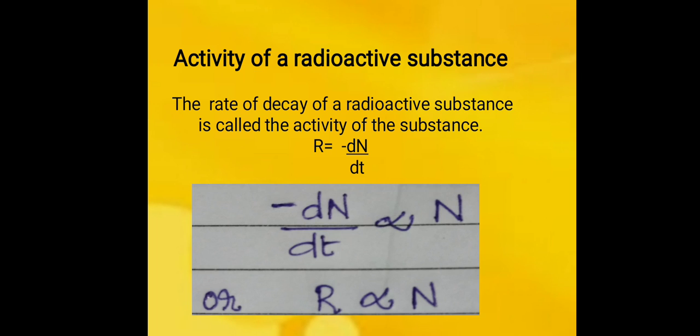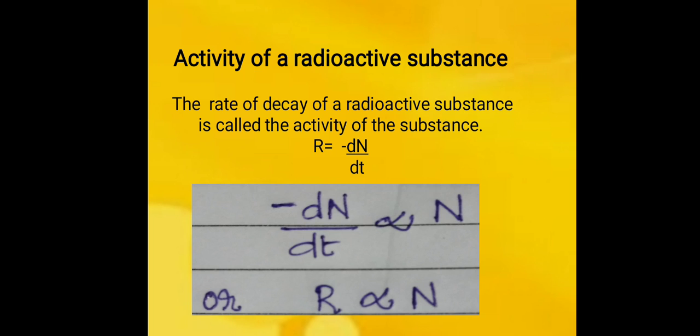Or we can say dN by dt is directly proportional to N. The rate of decay of a radioactive substance is proportional to N, right? That is from Rutherford-Soddy's law. Then next, from these two: R is equal to minus dN by dt according to activity of a radioactive substance, and from Rutherford-Soddy law, minus dN by dt is directly proportional to N. We can combine them together.